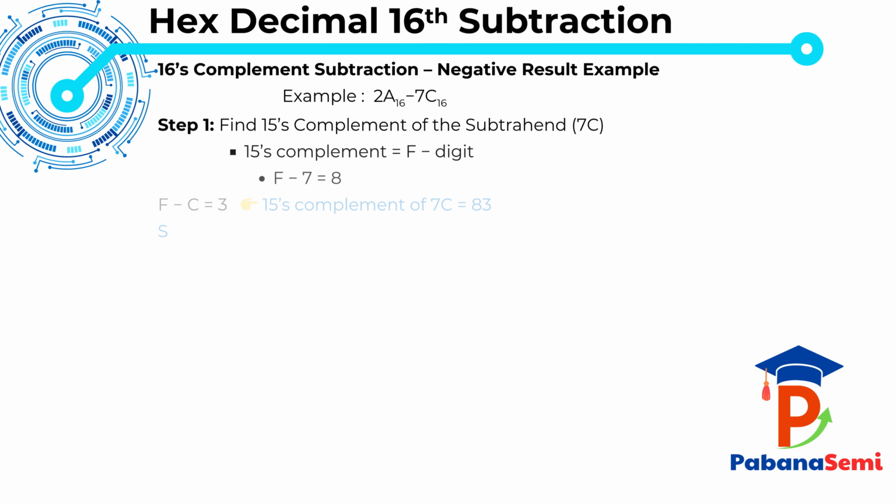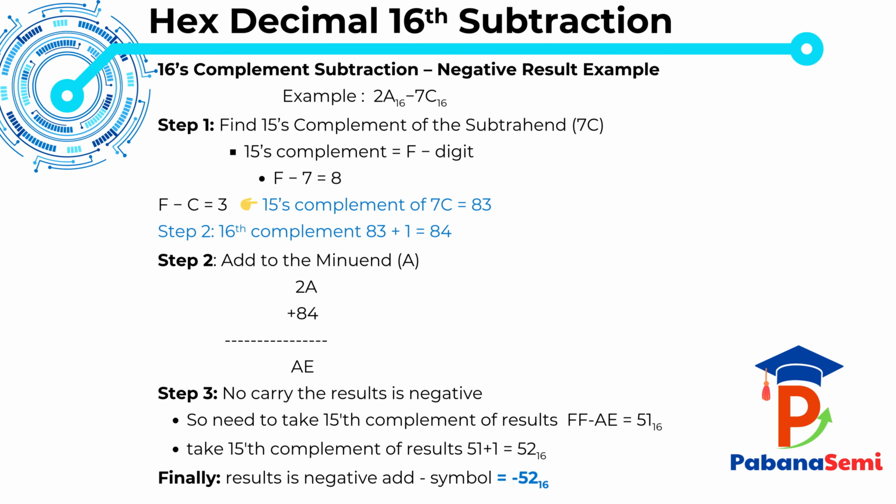Now let's look at 16's complement subtraction, which is the hexadecimal equivalent of 2's complement in binary. To find the 16's complement of a number, we first take the 15's complement and then add 1. Let's subtract 2a from 7c. We take the 16's complement of 2a, which is d6, and add it to 7c. The sum produces a carry, which we discard, leaving 52 as the final answer.